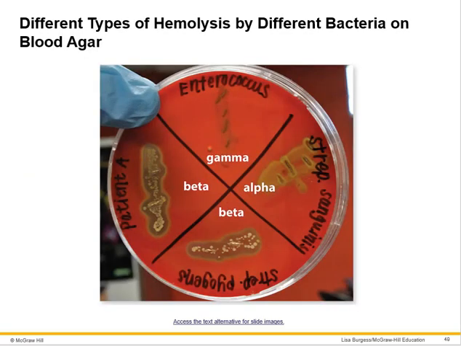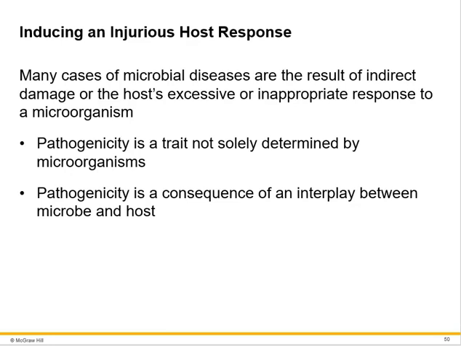A couple of examples: hemolysins are toxins. You remember the alpha, beta, and gamma hemolysins, or the process of hemolysis, that we looked at in lab.